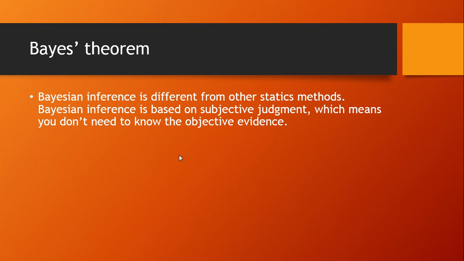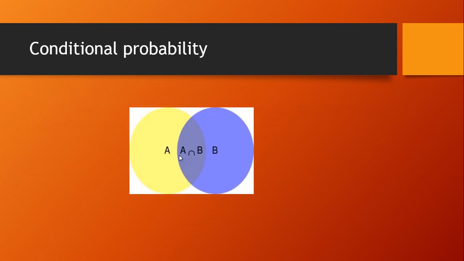First we need to know what Bayesian inference is. Bayesian inference is different from other statistical methods. It is based on subjective judgment, which means we don't need to know the objective evidence. For example, the conditional probability is the most important part of Bayes' theorem.